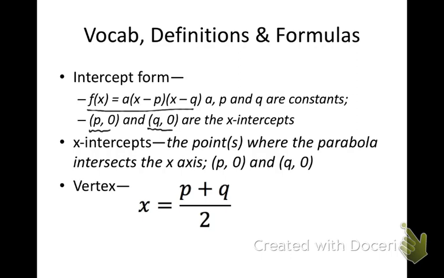Now also to your notes, go ahead and add, to find the vertex, the x value of the vertex, you're going to find the center of those two intercepts. So you'll take p plus q and divide it by 2. To find the y value of the vertex, you're going to plug in the value that you found for x to find y.